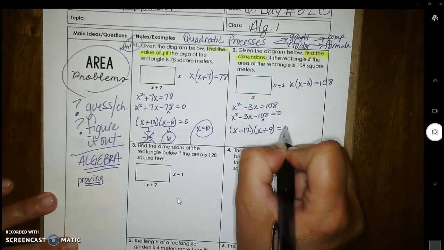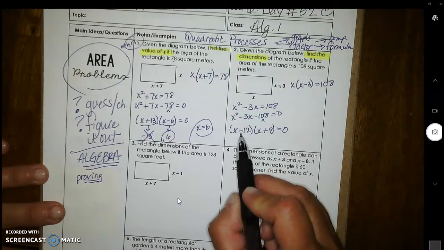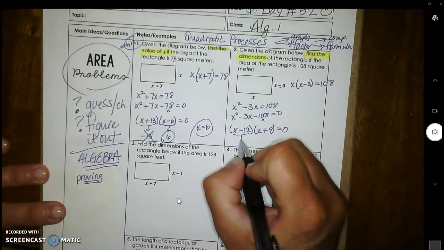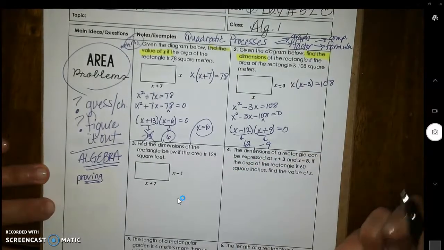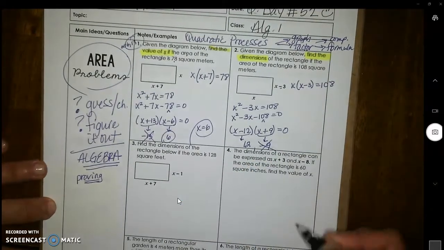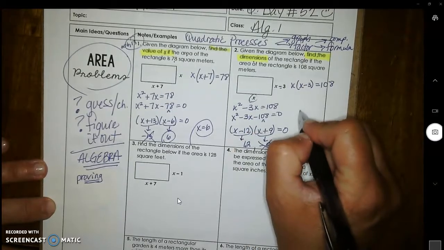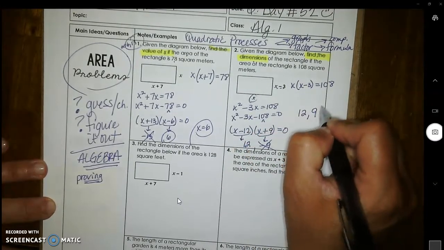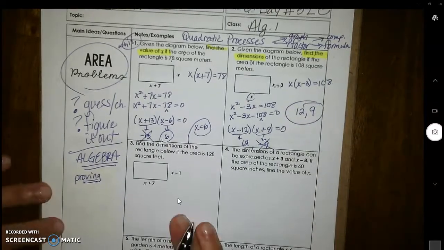Be super careful about your symbols. Watch your signs. You want it to be a negative 3, so make sure it's a negative 12. Okay, so I know that this answer is going to give me positive 12. This one's going to give me negative 9. Can't be a negative. I want the dimensions, and so I know x is 12. 12 minus 3 is 9. So my dimensions are 12 by 9. Okay? All right, let's do it again.